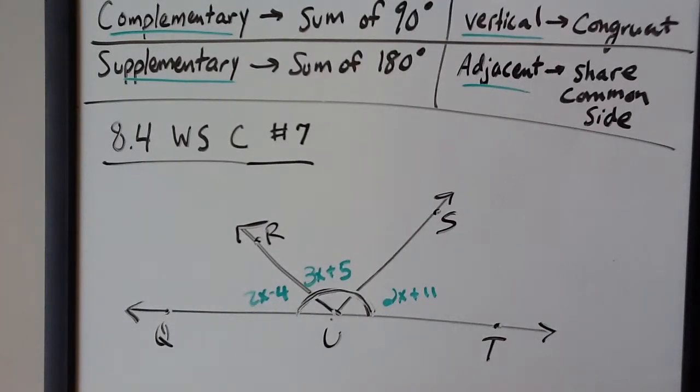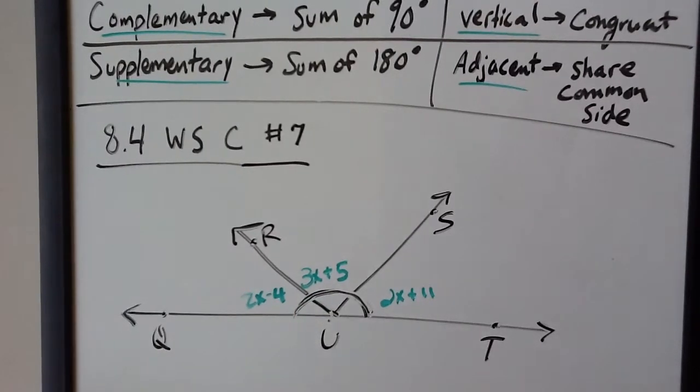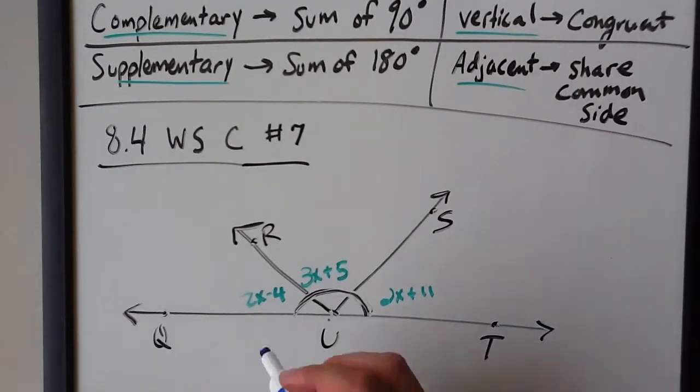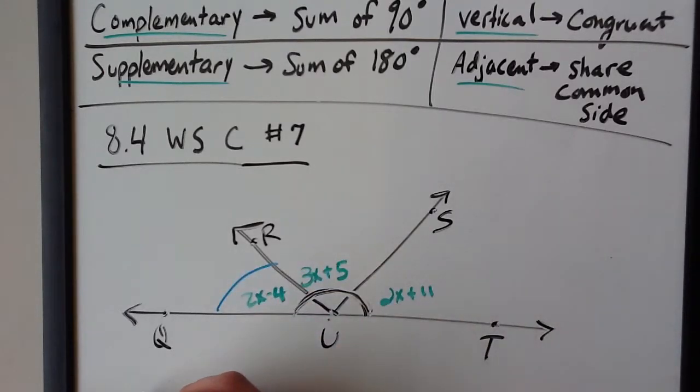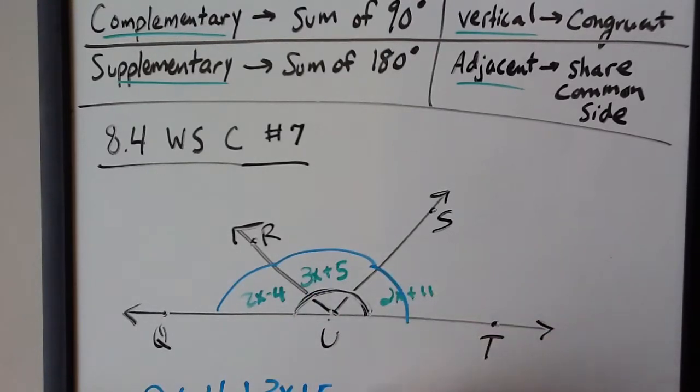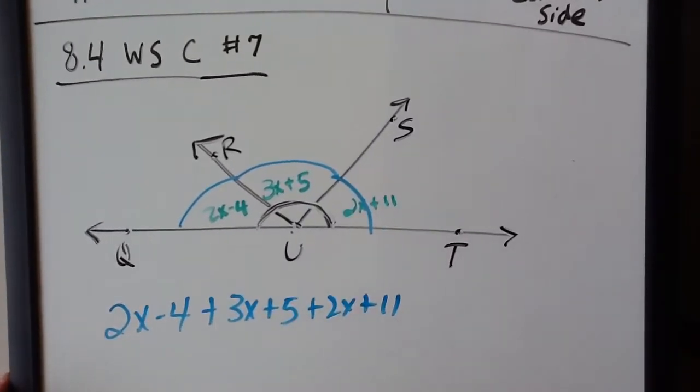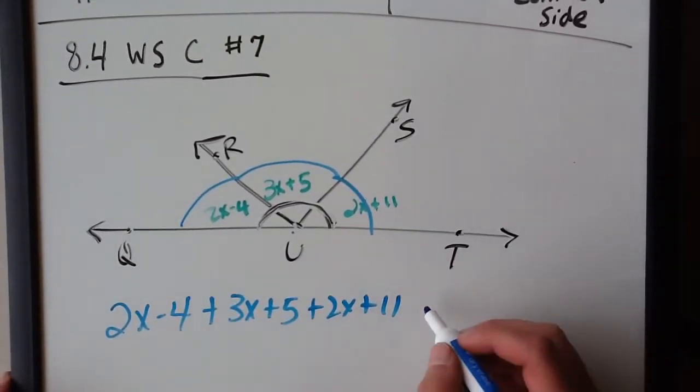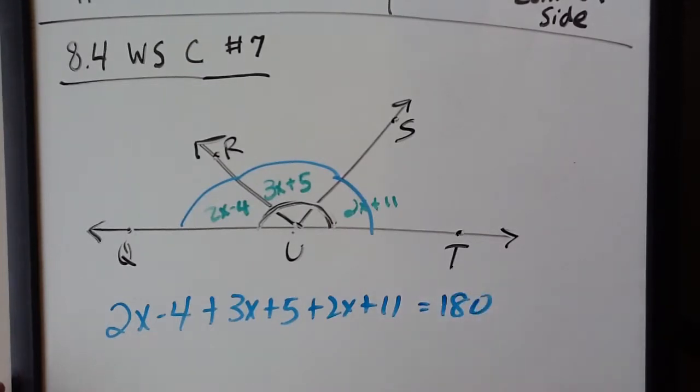Okay, so what I need to do here is set up an equation to solve for x, and once I solve for x, the variable, then I can figure out the measures of each of those individual angles. So I have this angle right here, which is 2x minus 4, plus this angle right here, which is 3x plus 5, plus this angle right here, which is 2x plus 11. If I add all those angles up, they are supplementary, so they should add up to 180.